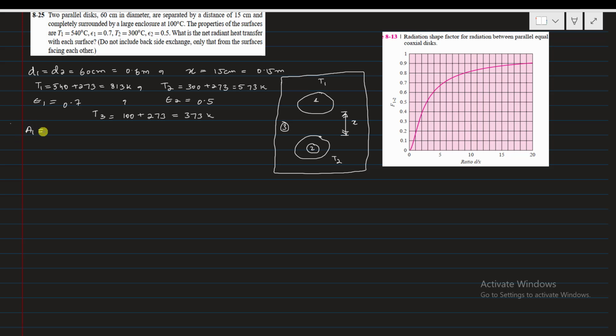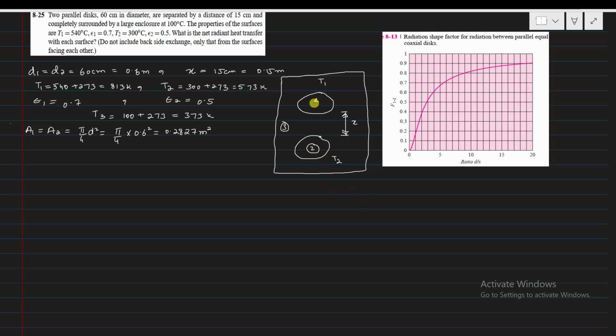Area A1 is equal to A2, pi by 4 d squared. So pi by 4, what is d? That is 0.6 squared. So you will get area A1, A2, because this is the same disc, and its value is 0.28. So now I will draw the radiation network diagram of these three bodies.